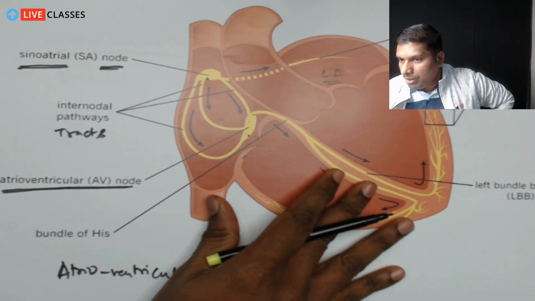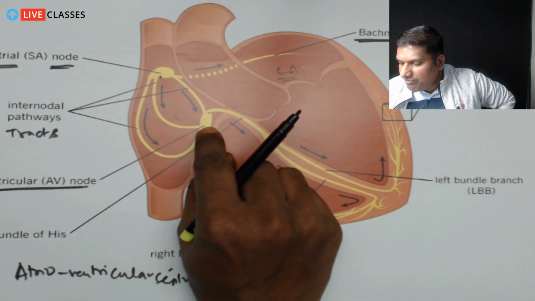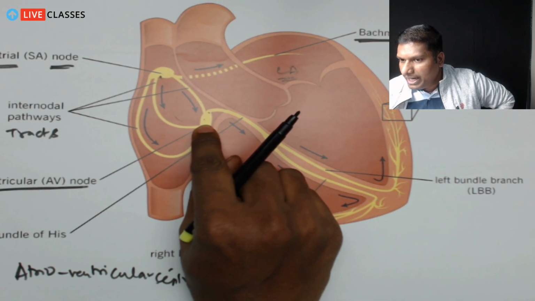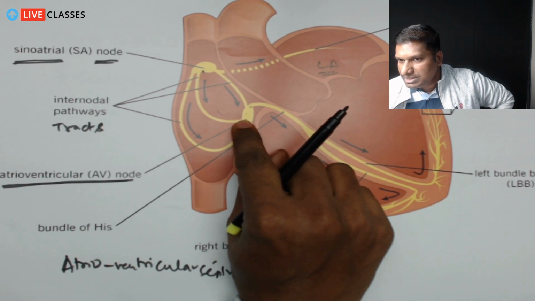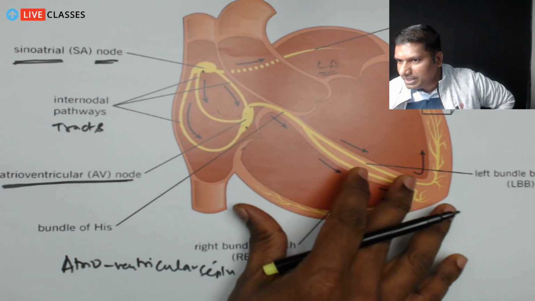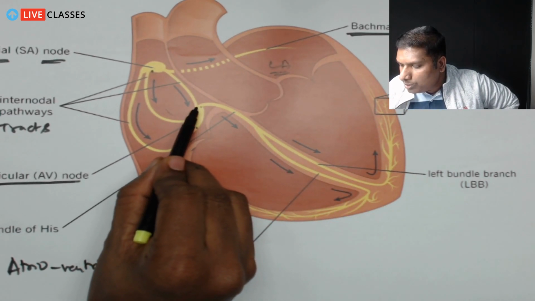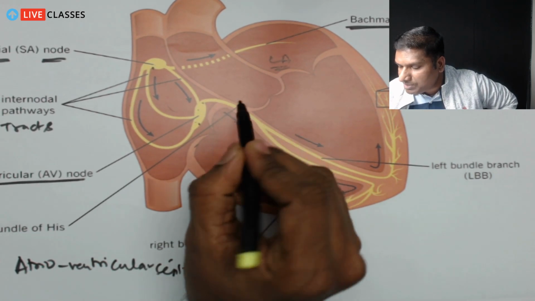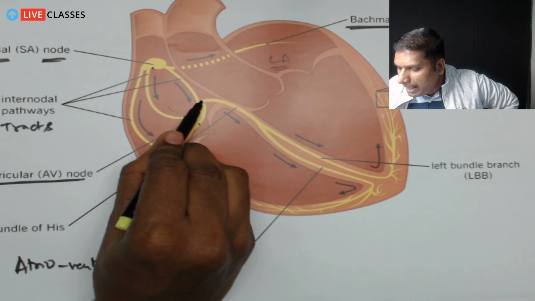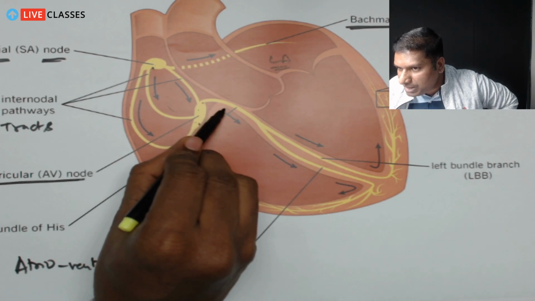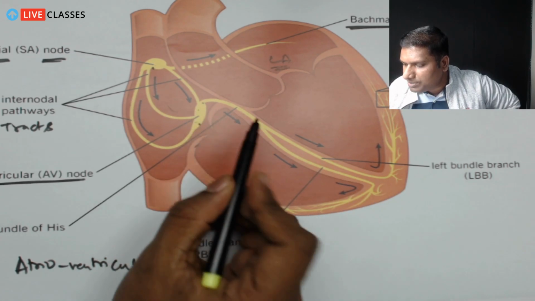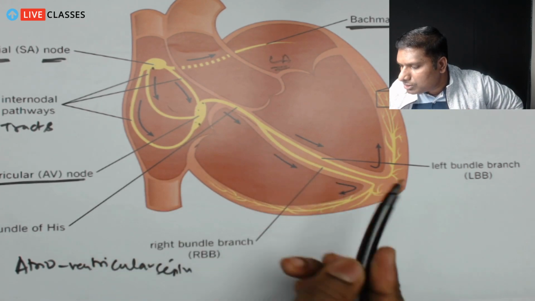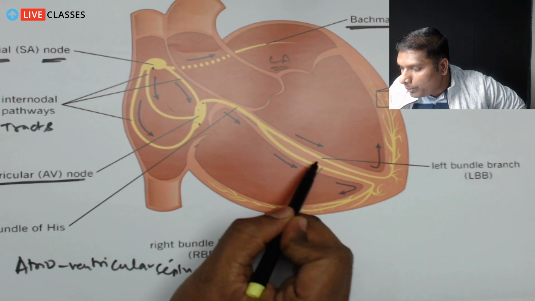Now this AV node, the atrioventricular node, simply called AV node, will now pierce through the septum, and through the septum it moves to the ventricular septum.